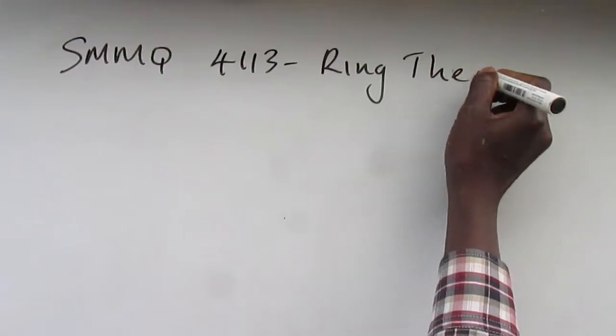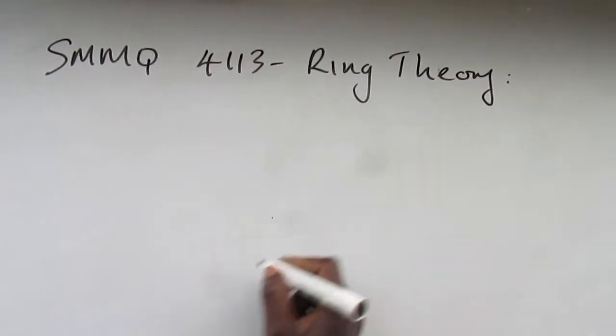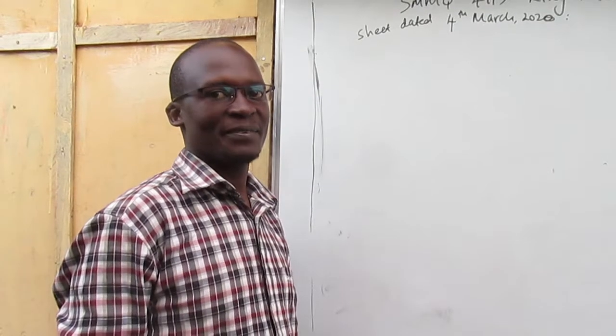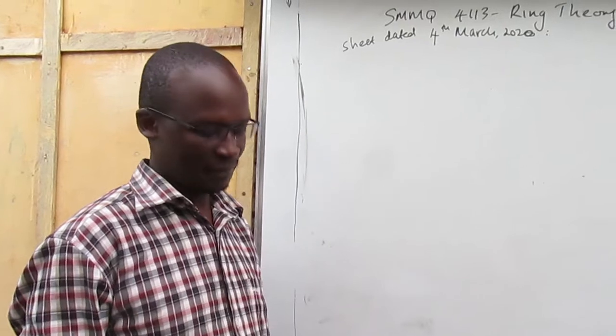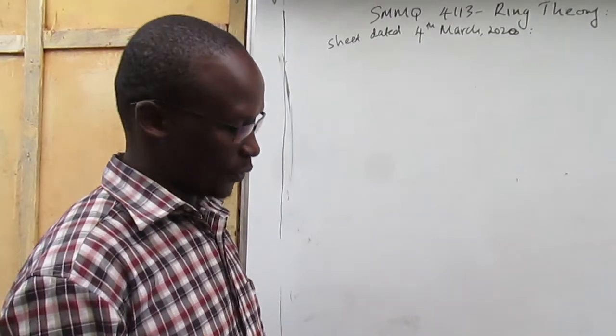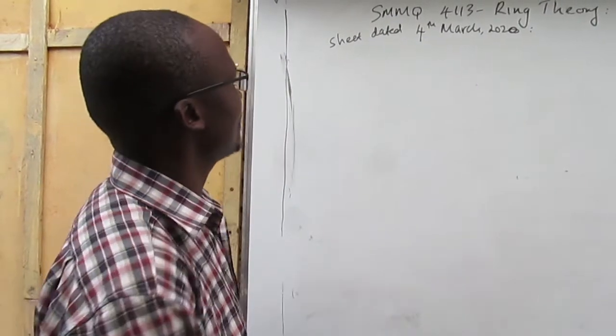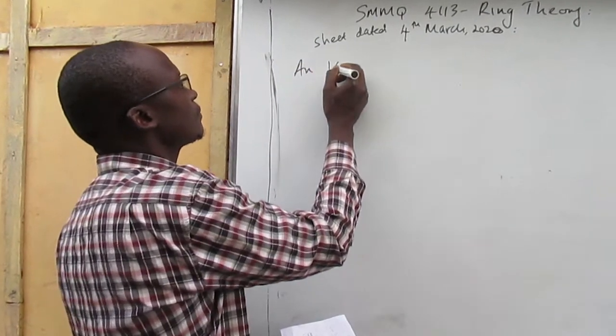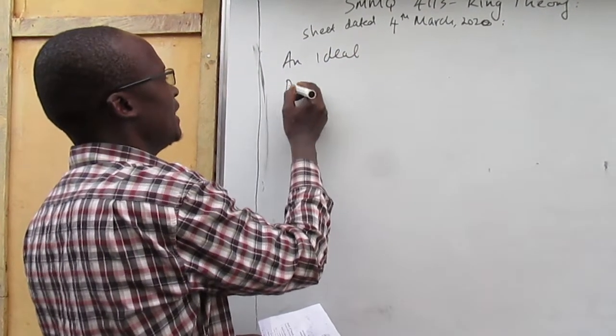Today's lecture is on ring theory, and we'll begin by revising the sheet that is dated 4th of March 2020. Now for the first question, you are supposed to give the definition of the following terms: an ideal and a principal ideal.